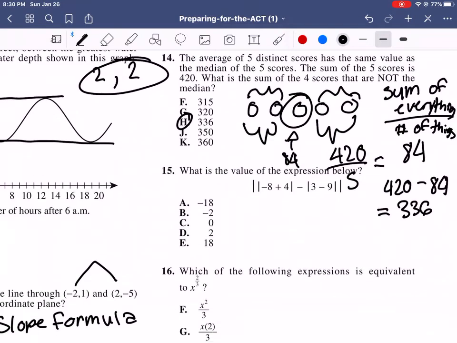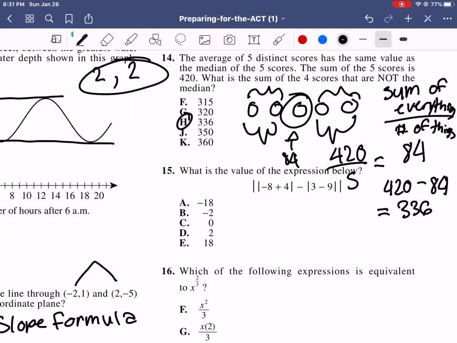What is the value of the expression below? This is a lot of absolute value symbols, but that doesn't mean anything. It just means everything inside has to be positive. So if it's a negative number, it becomes positive. If it's positive, it stays positive, because the absolute value is the number of digits a certain number is away from 0. So it's always positive.